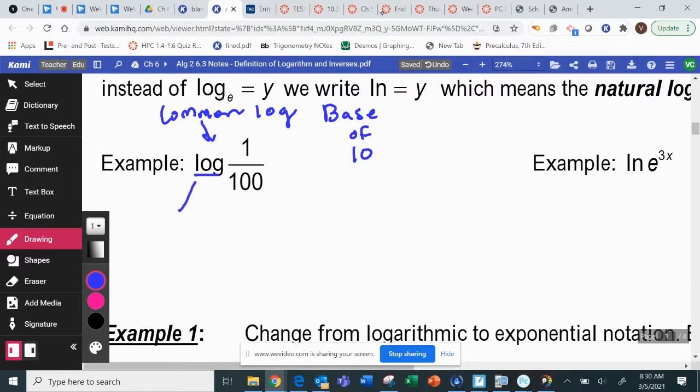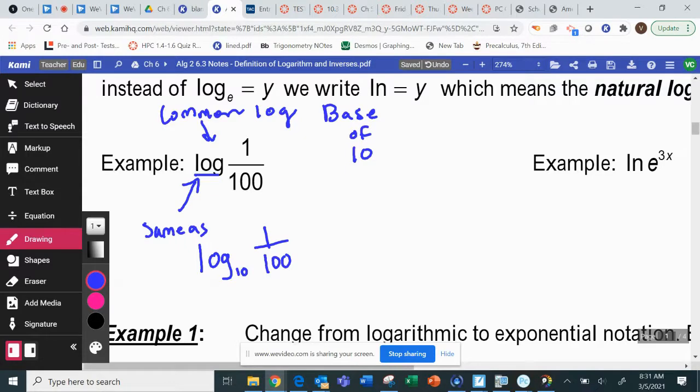So this would be the same as log base 10 of 1 over 100. But we just don't write the 10. You know how when I do square root, I don't put a little 2 here, and we just know that's a square root? But when I do cubed root, I have to put the 3 there. It's kind of like that. The square root is just so common that we don't even write the 2.